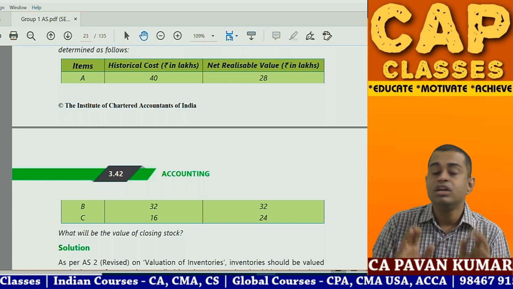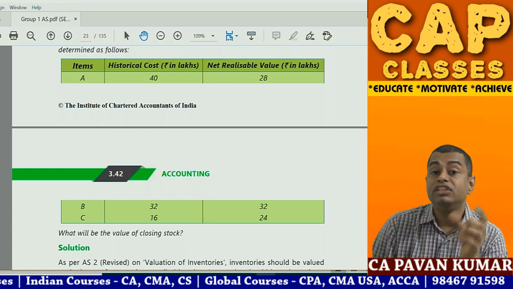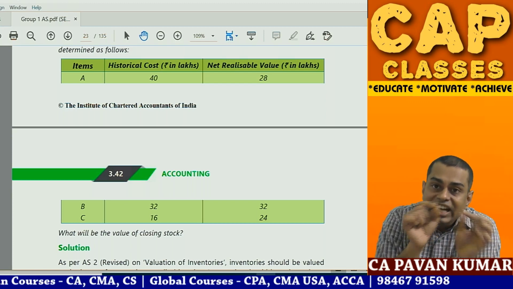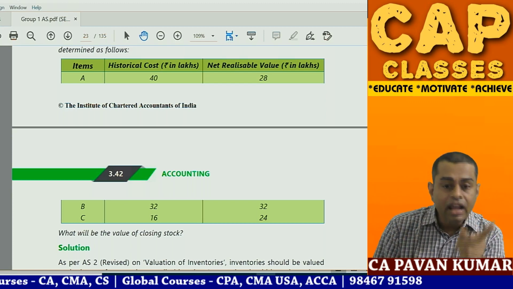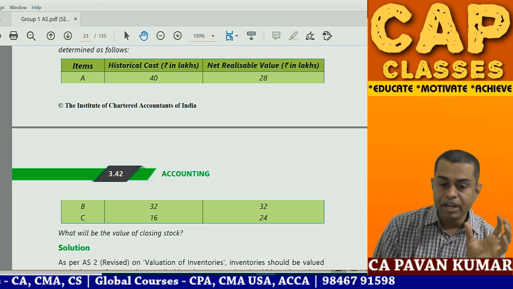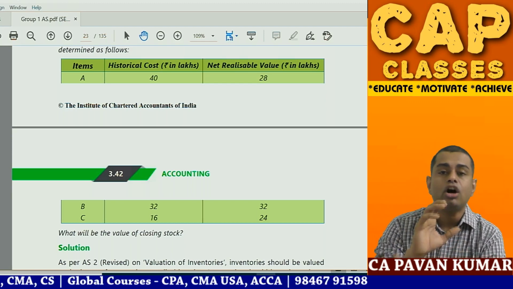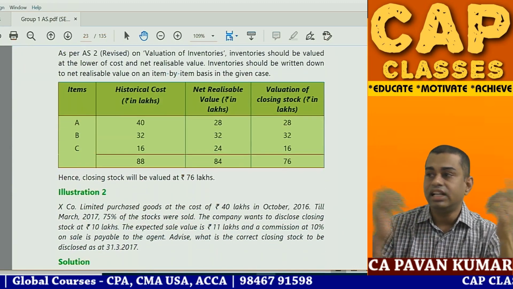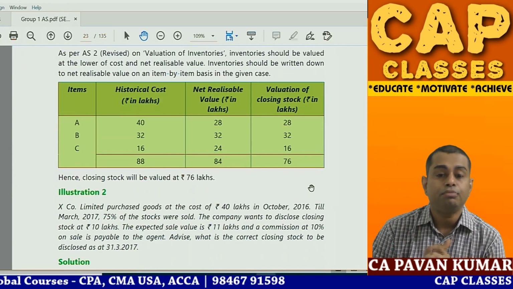That means do not take cost or NRV whichever is lower based on all items put together. Do it item by item. So A, cost or NRV whichever is lower. B, cost or NRV whichever is lower. C, cost or NRV whichever is lower. Like that if you do, the answer will be 76. That is what they have given. 76 is the answer. Problem number 1 is over.